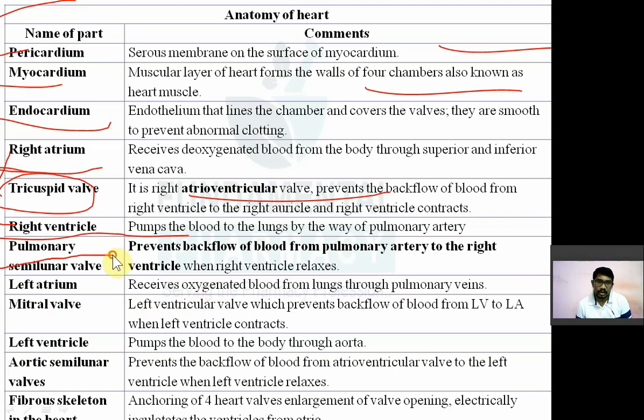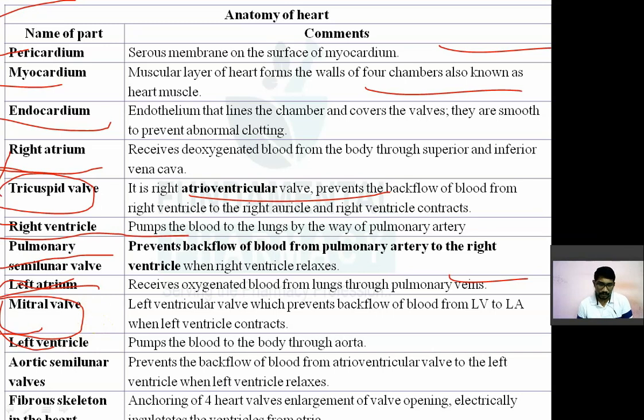Now let's come to the left atrium. The left atrium, or left auricle, will receive oxygenated blood from the pulmonary veins, and from the left atrium blood is transferred to the left ventricle. In between the left atrium and left ventricle there is the mitral valve, also known as the bicuspid valve. It prevents the backflow of blood from the left ventricle to the left auricle when the left ventricle contracts.